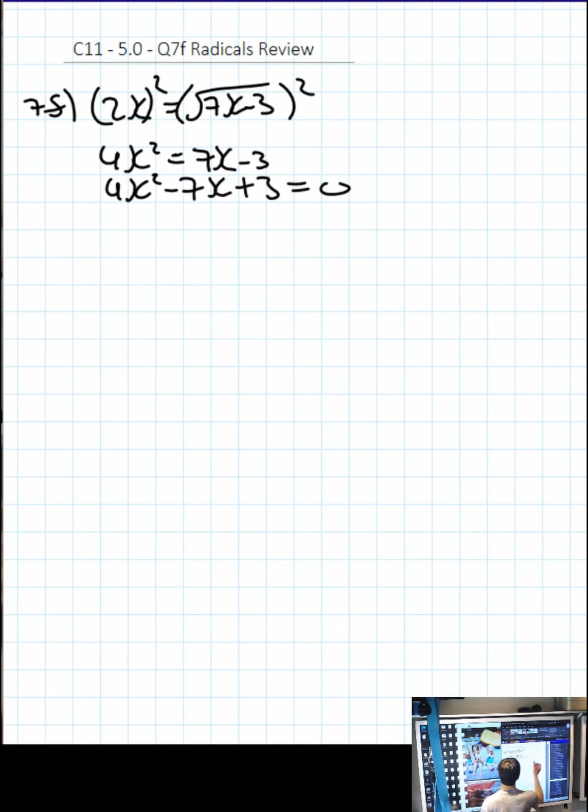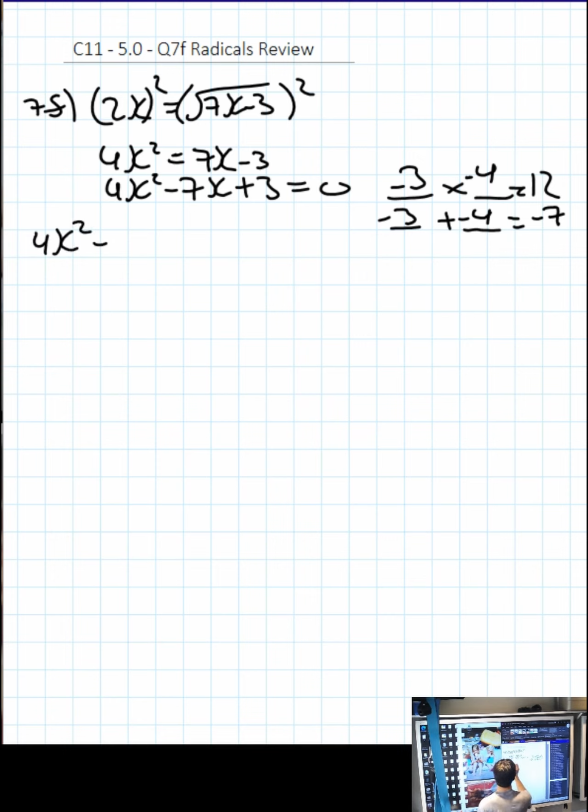Off to the right, blank times blank equals 12, and below it, blank plus blank equals -7. The numbers that multiply together to make 12 and add to get 7 are 3 and 4, and both need to be negative in the addition statement. Put them in above, make sure the multiplication statement works, and we can separate. 4x squared minus 3x minus 4x plus 3 equals 0, and that order doesn't matter.